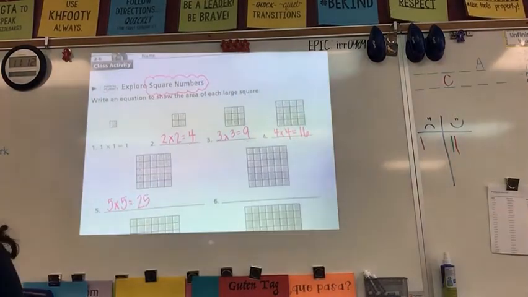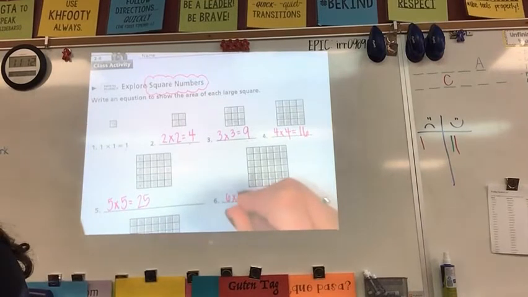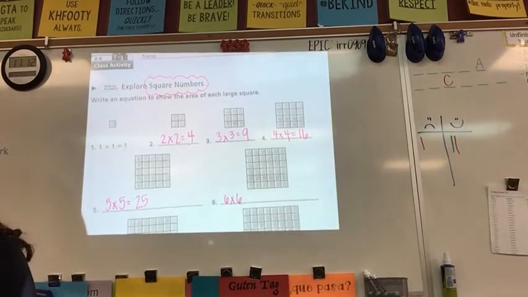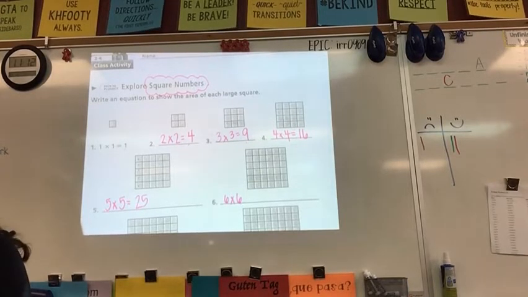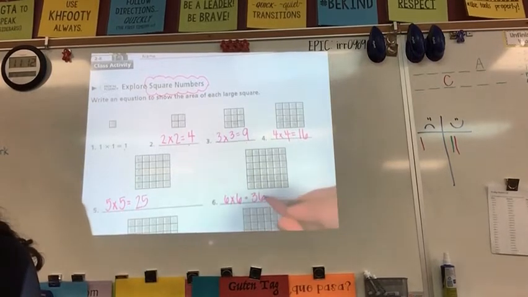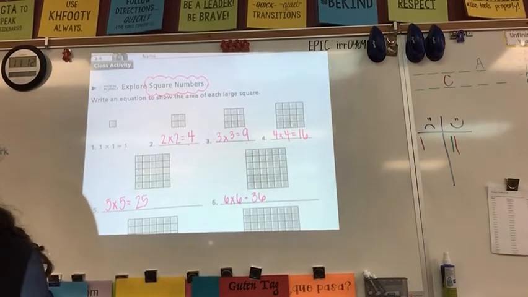Who can tell me this next one? The area of this is going to be a square number also. Kevin? 36. It is 36, so 25 and 36 are examples of square numbers.